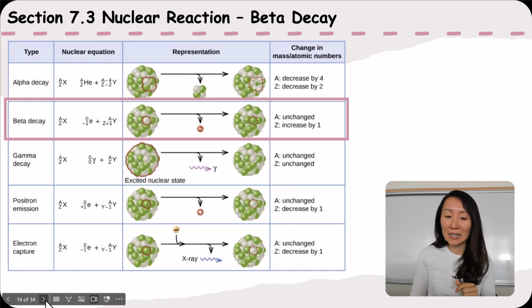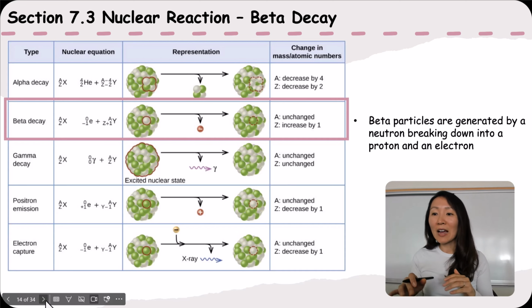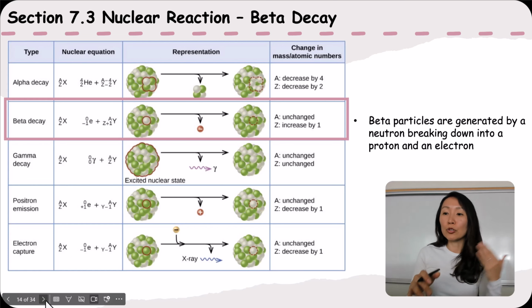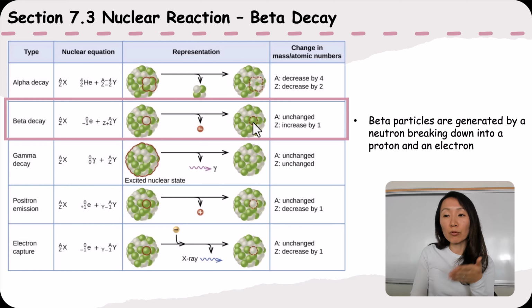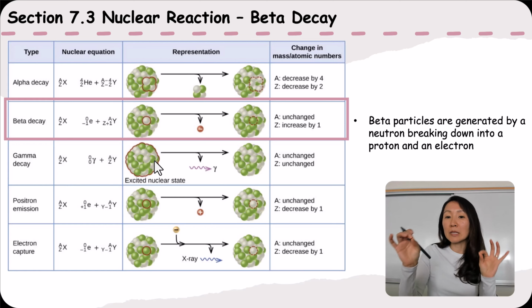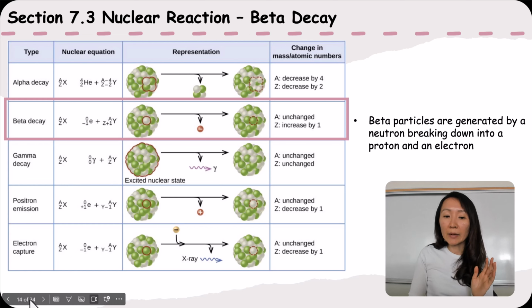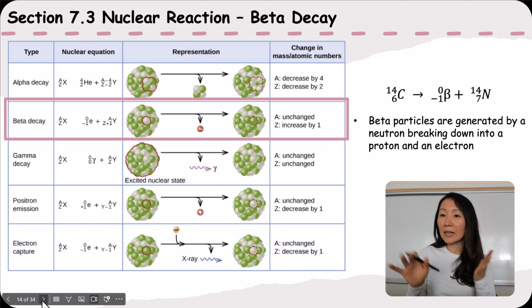So this is the beta decay. And beta decay is generated by neutrons. So here's my neutron, that white spherical circle, breaking down into a proton. So now it became green, right? And then into a proton and some electron. It's not exactly an electron, but an electron-like particle that has been split off from the neutron. We can denote this with an example like this.